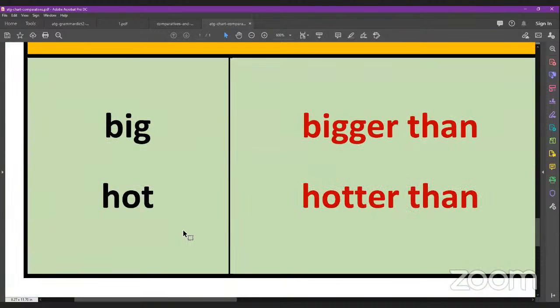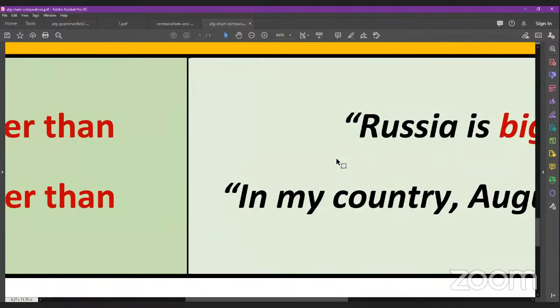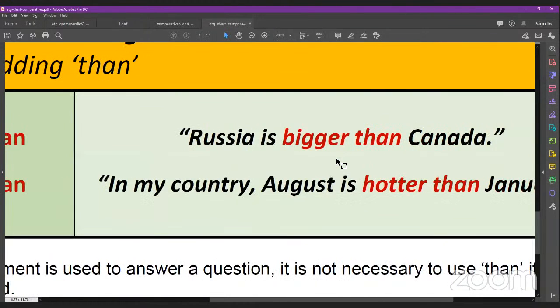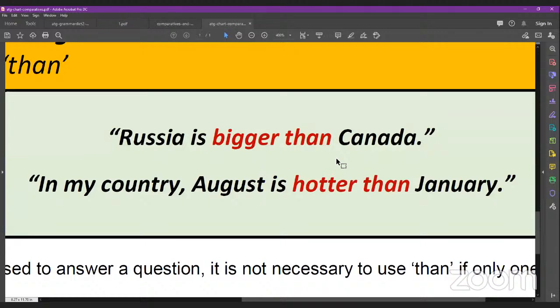Comparative form, we duplicate the last letter and add the suffix -er. Big, bigger than. Hot, hotter than. Look at the examples. Russia is bigger than Canada. In my country, August is hotter than January.